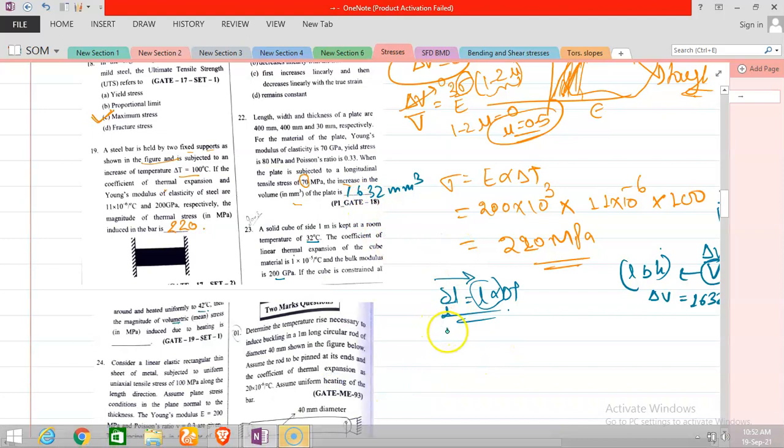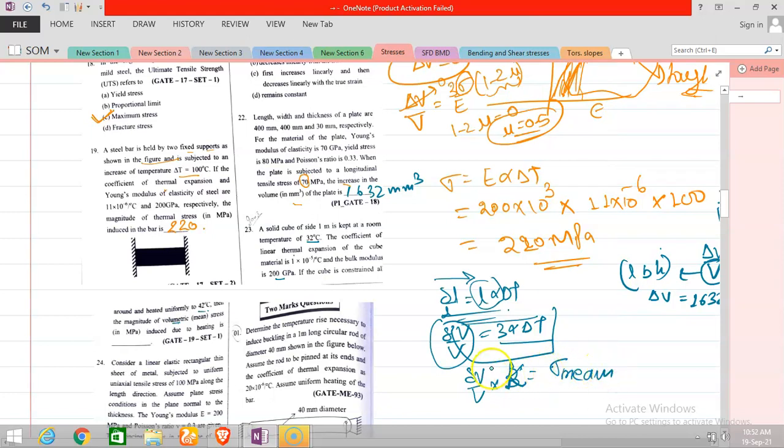At that time, delta V by V would be 3 alpha delta T. From all the directions the strain would be there, so delta V by V is 3 alpha delta T. That is your volumetric strain. Now suppose you got the delta V by V and you need to obtain the stress, then you need to multiply with the bulk modulus, here it is written K. Then it will give you the mean stress, volumetric mean stress.